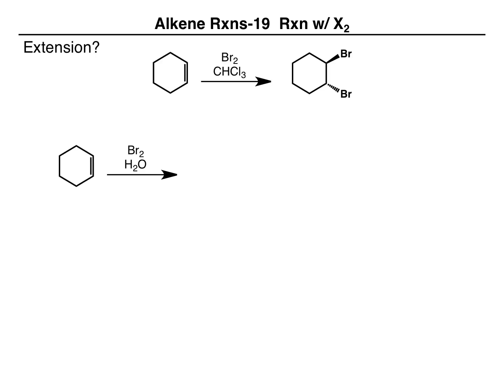Now, I mentioned earlier on that this reaction is typically carried out in an inert solvent, such as chloroform or dichloromethane, but what if you had water present? Well, what's observed is instead of getting a vicinal dibromide, what you get is this type of molecule, which is called a halohydrin. So what's going on here?